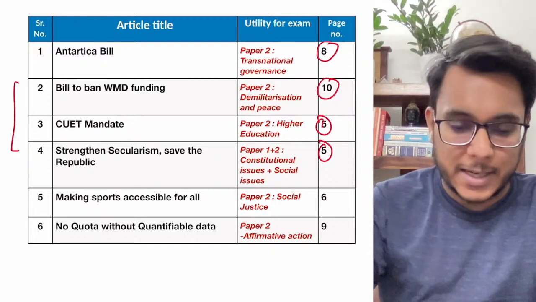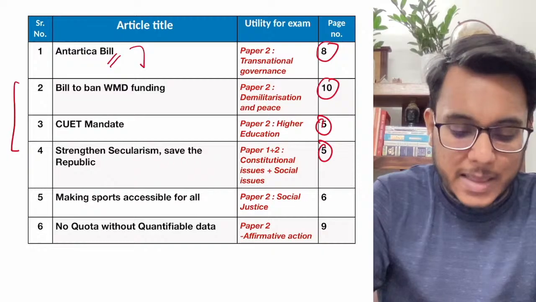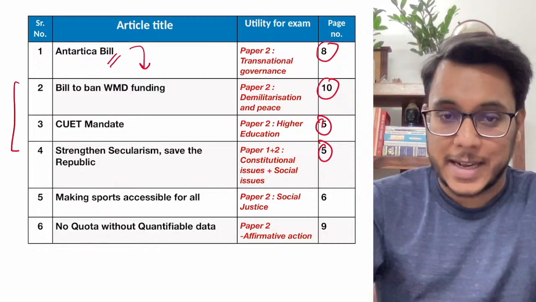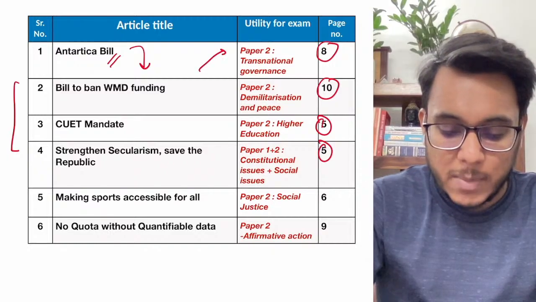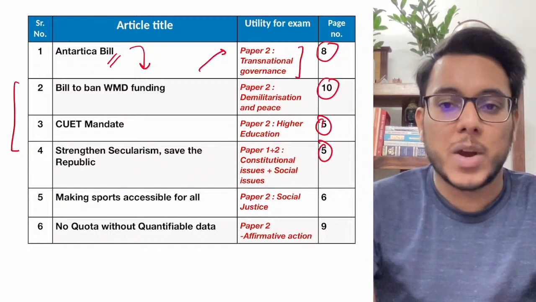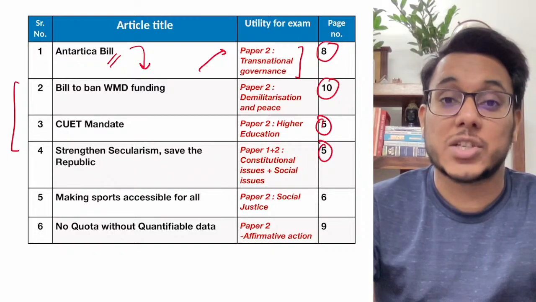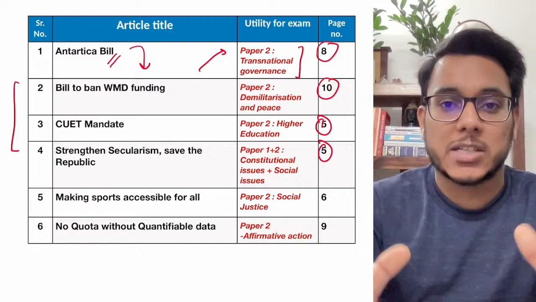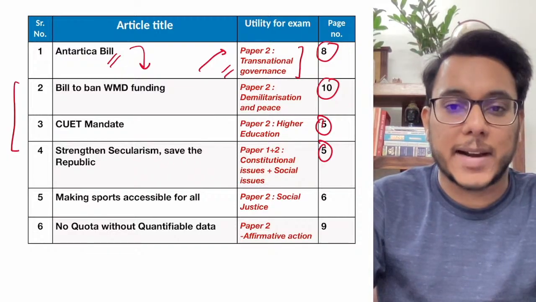Now the first article that we will be taking up in today's newspaper is the Antarctica bill that has recently been introduced into the parliament. Now guys, this particular bill will be important for our paper number 2, transnational governance. Now transnational governance means the governance which actually extends beyond the national boundaries or the physical boundaries of a country. So we will be seeing it under transnational governance.